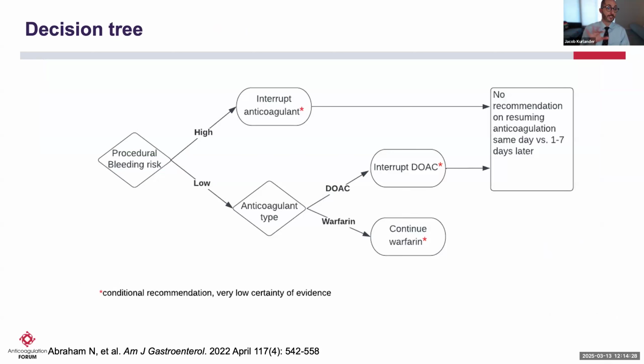From there, the decision tree is actually pretty straightforward. If the procedure is high risk, we interrupt the anticoagulant. If it's low risk, or if it's a DOAC, we interrupt the anticoagulant just because the interruption is so brief. If it's warfarin, we can actually continue the warfarin. And as I mentioned, most of these recommendations are conditional. But I think an important take home here is that we actually can do a lot of these procedures on anticoagulants. We know we can, the recommendation is to do them on warfarin, and raises the question of whether we could be doing more of these procedures even on therapeutic DOACs.